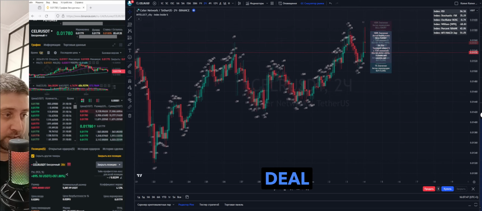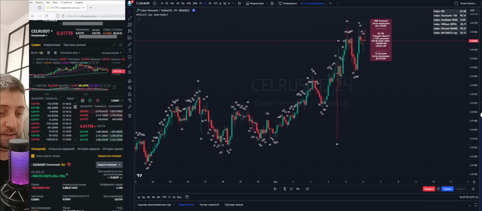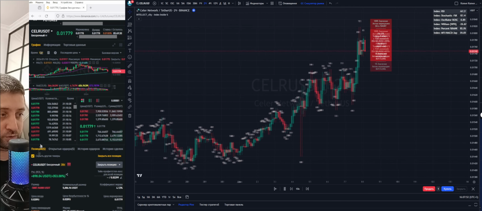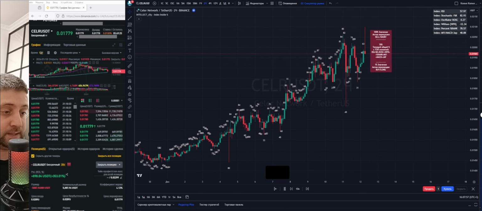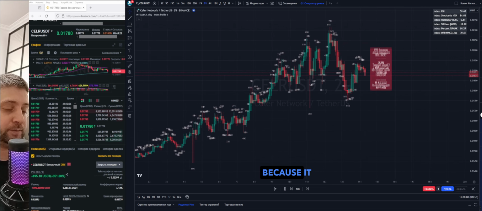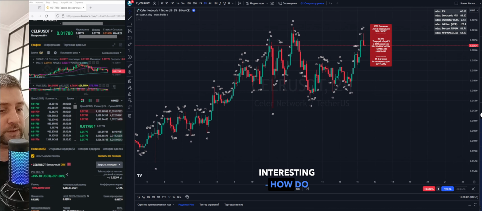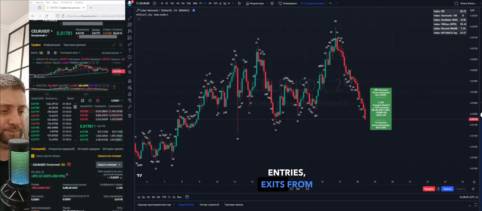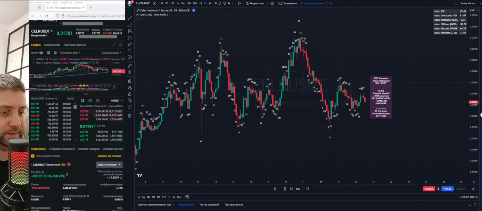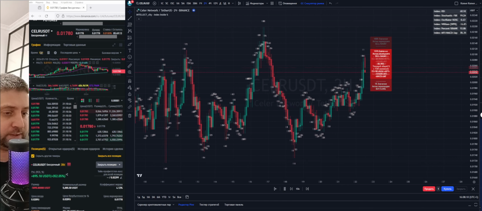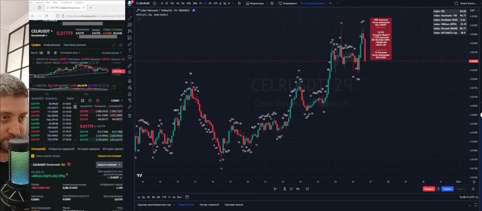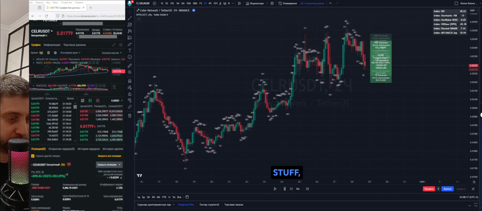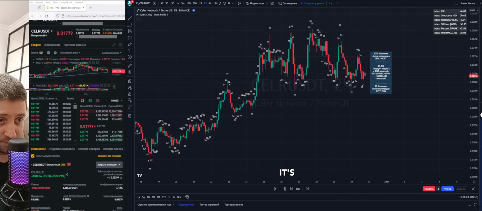This is one deal out of 5 that I'll show later. The following other deals, they're also in the black. And the indicator itself is good because it provides interesting entries and exits from the deal itself. It's user friendly. You can understand it without any complicated stuff, you see? What I mean is it's pretty straightforward.